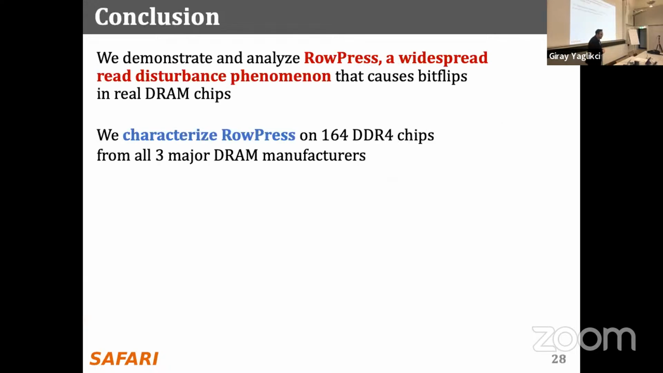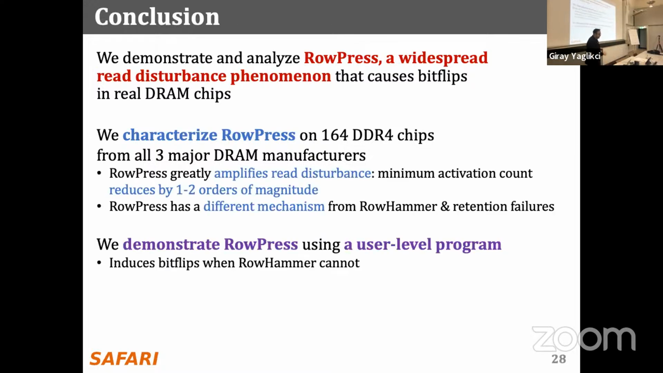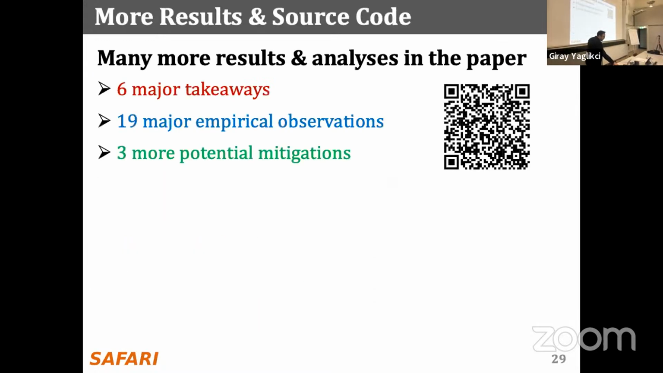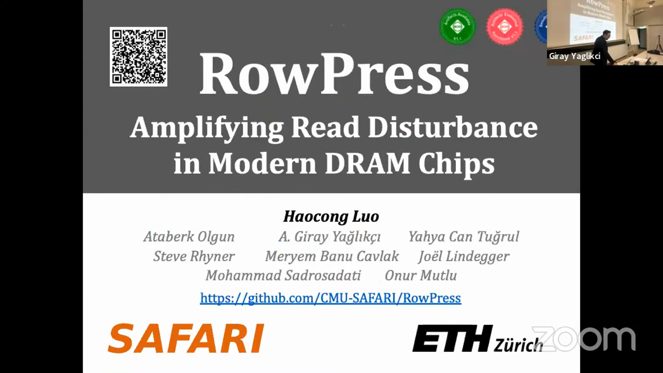Okay, so the conclusion is that we demonstrate RowPress, a new widespread disturbance phenomenon. We characterize a lot of chips, and we demonstrate that we can exploit RowPress from a user-level program, and we provide effective solutions to RowPress as well. The good thing is all the methodology is open and available on GitHub, and they're artifact evaluated as well. I guess there's this website called Zenodo, and they are there as well. So you can find all the necessary information there.